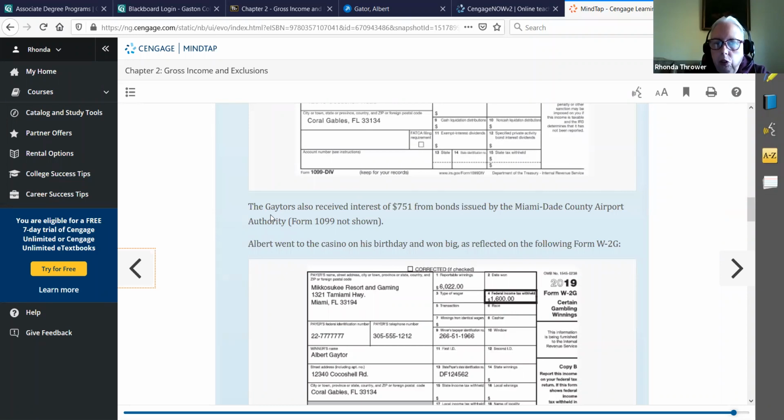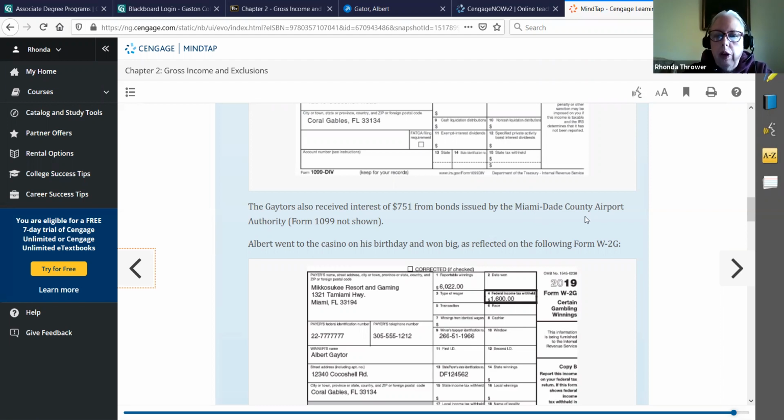Now right here, they had some additional information. The Gators also received interest of $751 from bonds that were issued by the Miami-Dade County Airport Authority. They should have received a 1099 form, and they should have showed you this in Cengage, but they did not. But you still have to record the $751 in your tax return, and it is considered to be interest from the bonds. So I'm going to go back, and I'm going to put in this from the Miami-Dade County Airport.